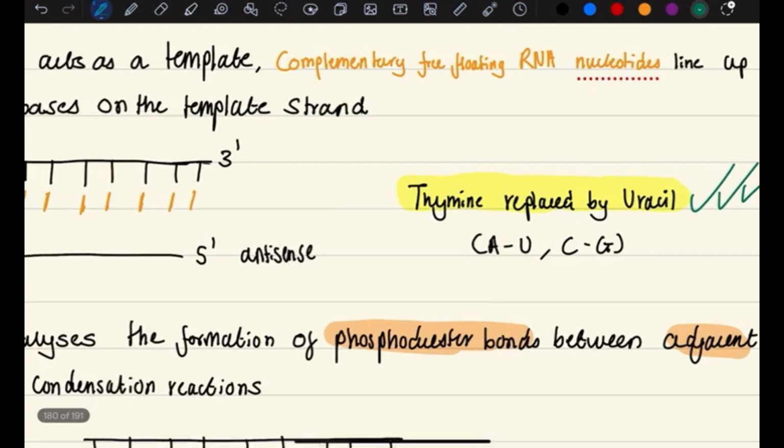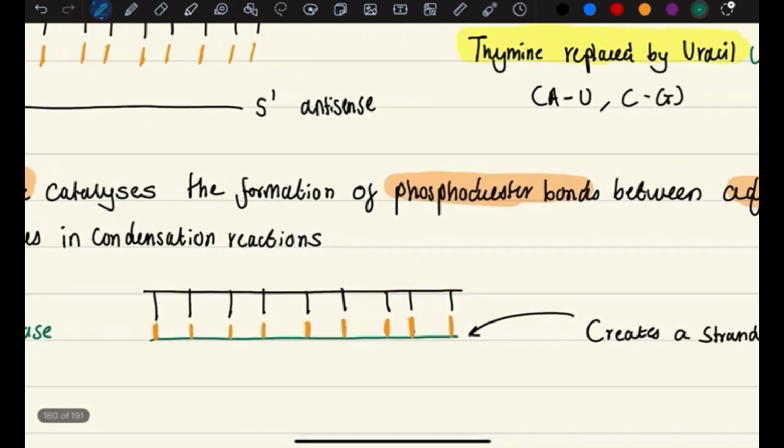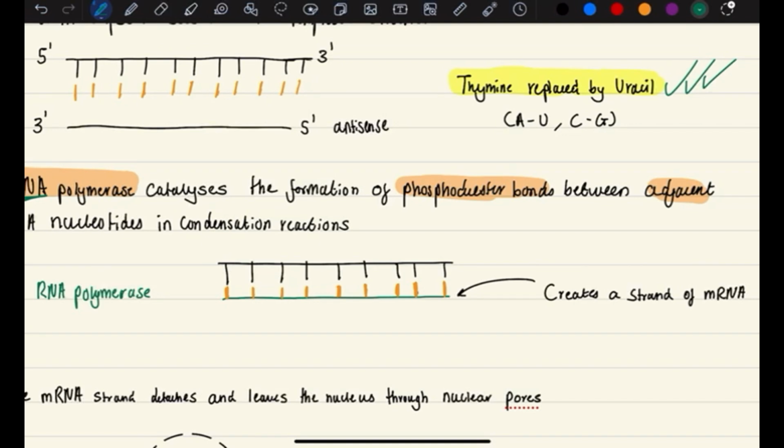Cool. What's going to happen next is RNA polymerase. Remember, before it was DNA polymerase, now it is RNA polymerase. It's going to catalyse the formation of phosphodiester bonds between adjacent RNA nucleotides in condensation reactions. Again, very, very similar to what we were doing in DNA replication. So the RNA polymerase, phosphodiester bond here, there, all across the chain, and you create what is called a strand of mRNA, which we'll highlight there, a strand of mRNA.